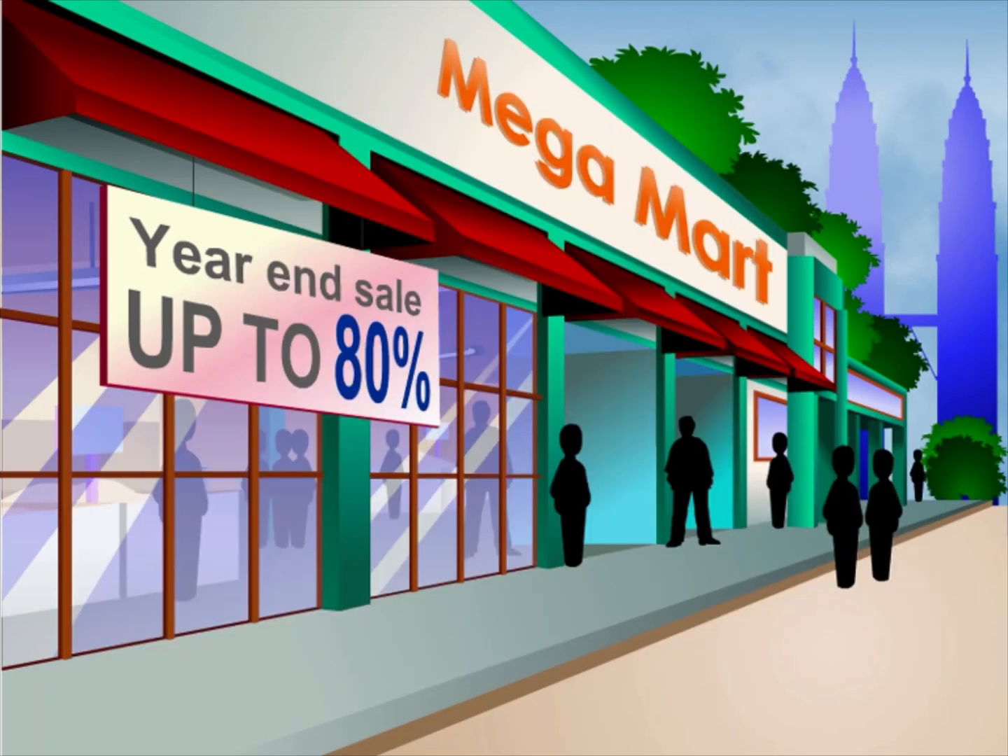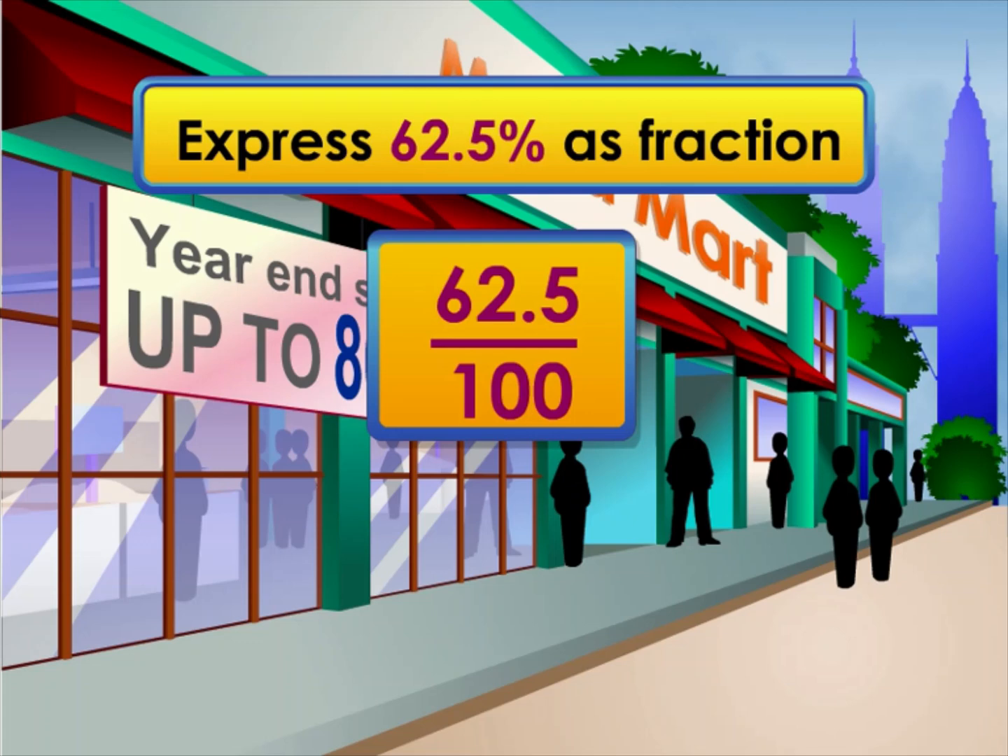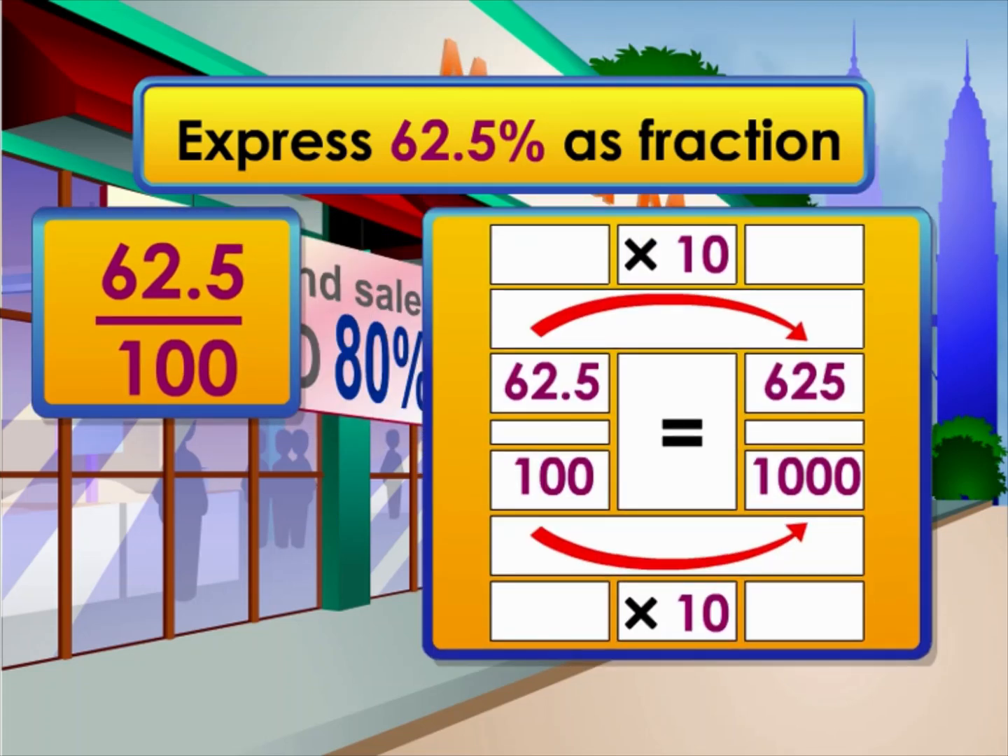What if the percent is not a whole number? Look at the example. Express 62.5% as a fraction. Write down 62.5 over 100. Multiply both top and bottom by 10 because there is one digit after the decimal place. See how this neatly makes the top a whole number.